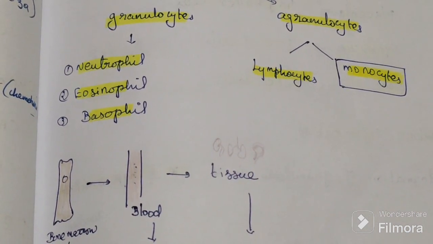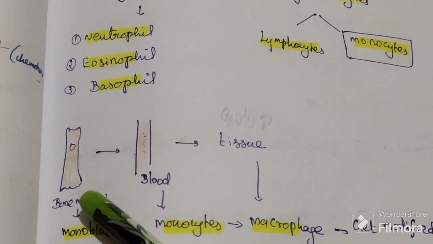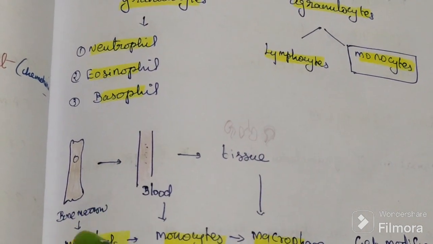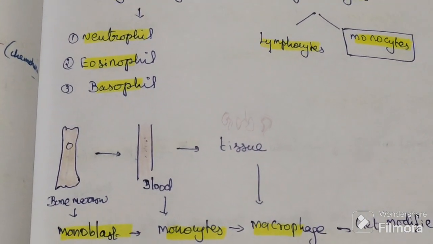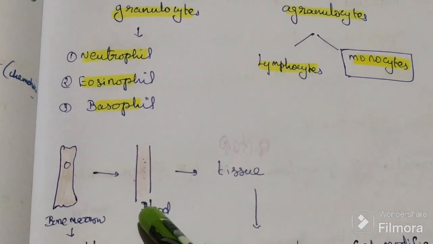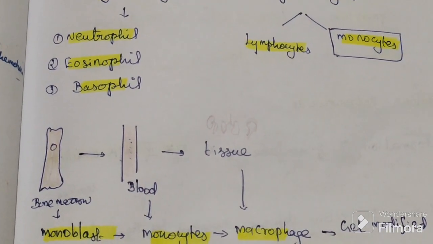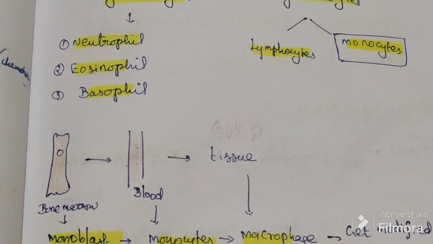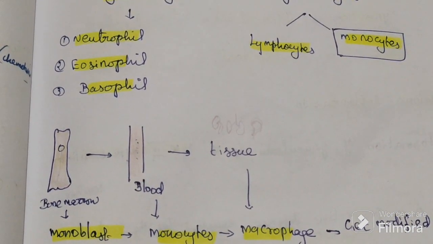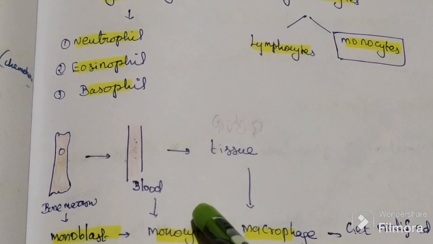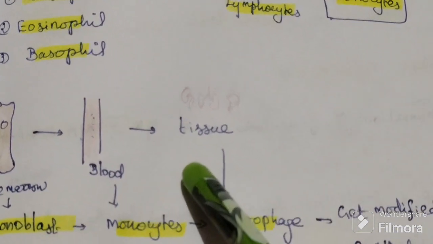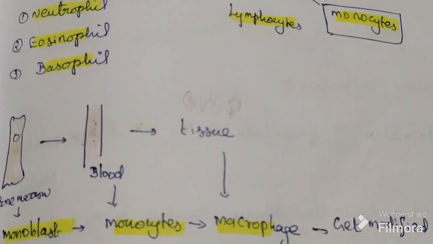In the bone marrow, it is formed in the form of monoblast. Once it comes into the blood, it is known as monocytes. Once it moves from the blood into the extravascular space, that is the tissue, it is known as macrophages.